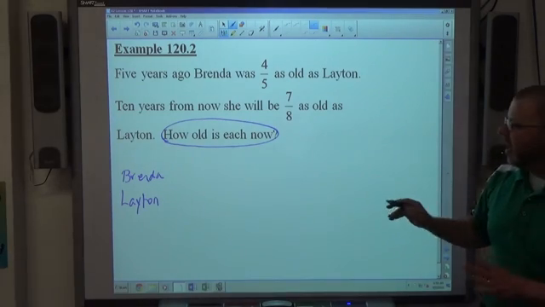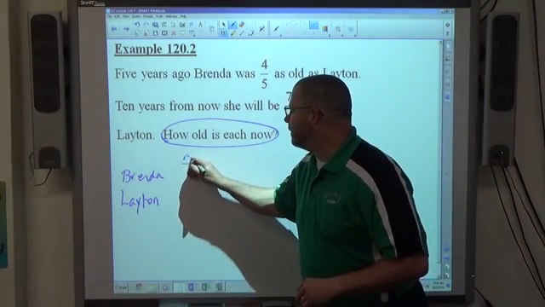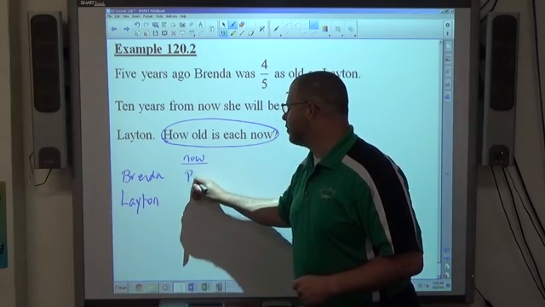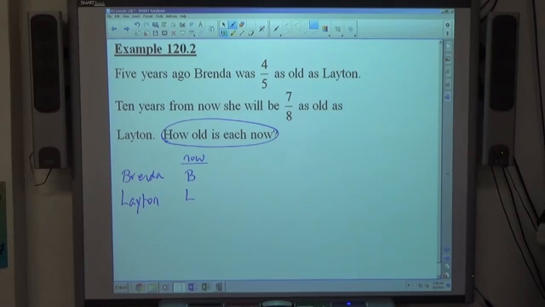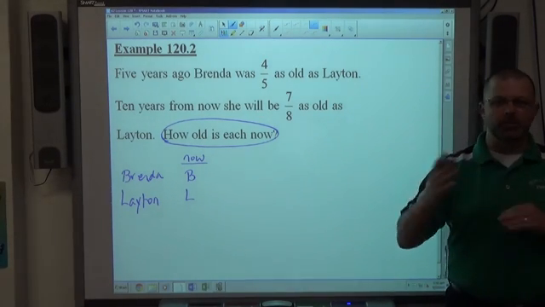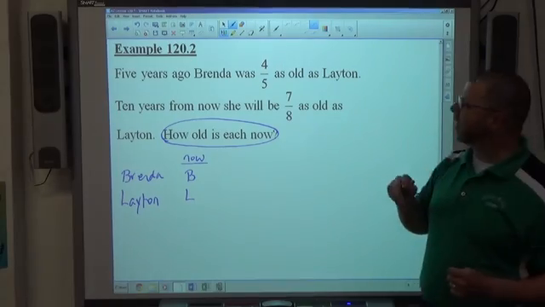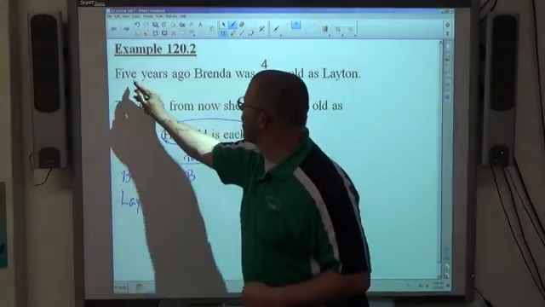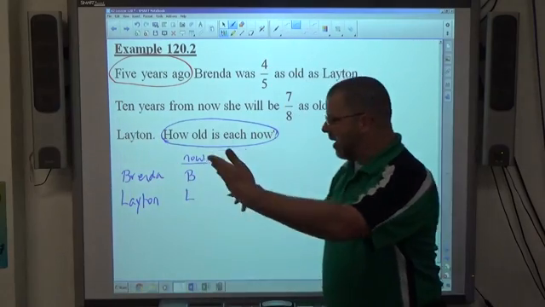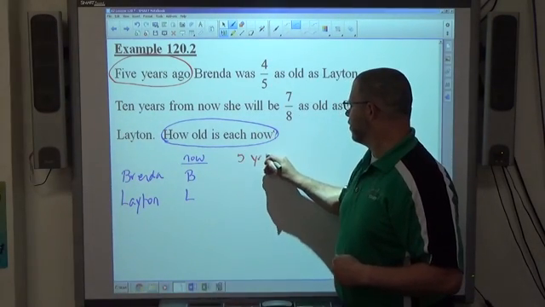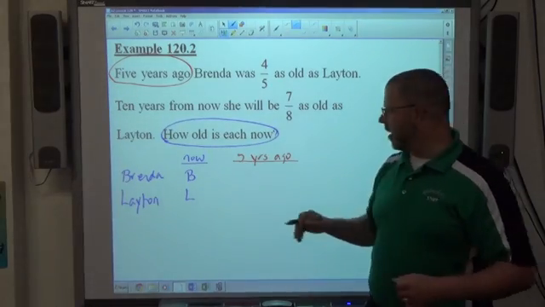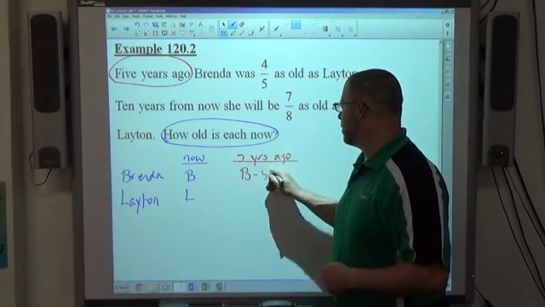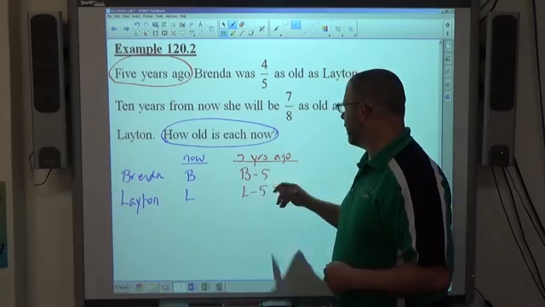So Brenda and Leighton. I'm going to say Brenda's B years old now, Leighton's L years old now. Always set up their ages now as the variables, because it's very easy then to age them or make them younger, going back in time or going forward in time. So it says 5 years ago, that means in the past, right? So 5 years ago, Brenda and Leighton would both be 5 years younger, right? So B minus 5 would be Brenda, L minus 5 would be Leighton.